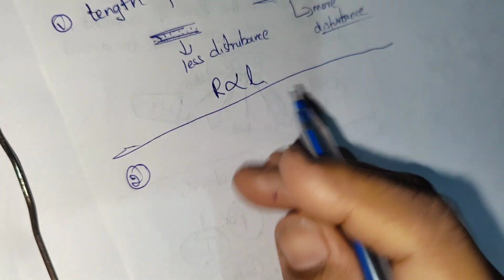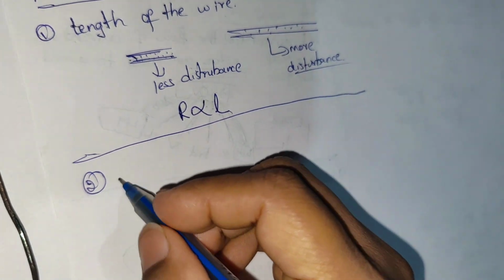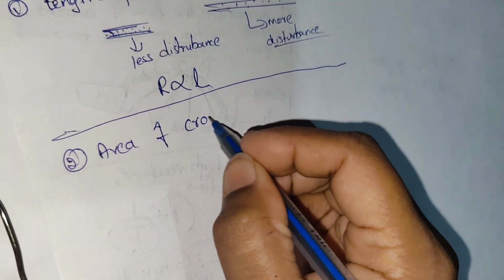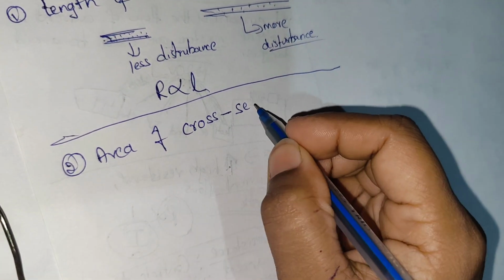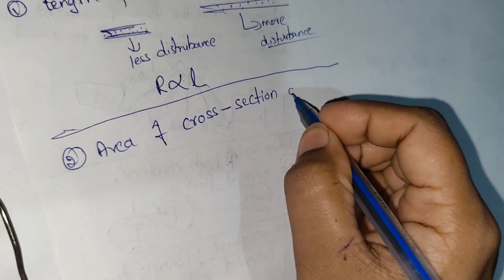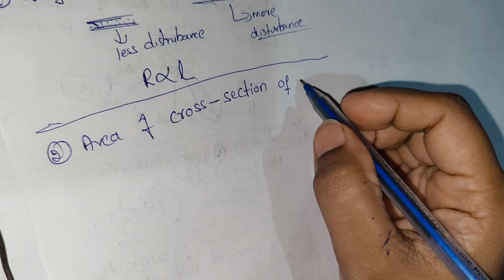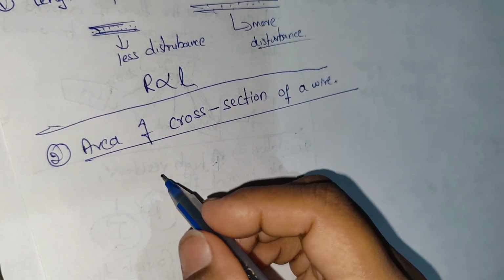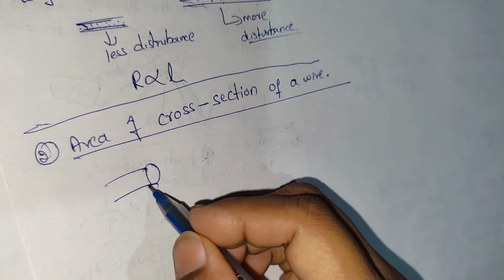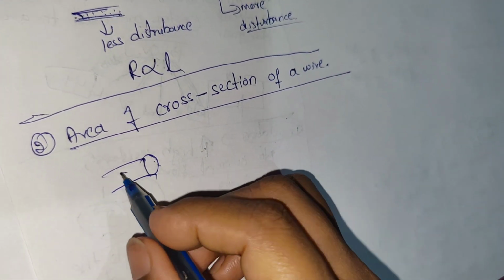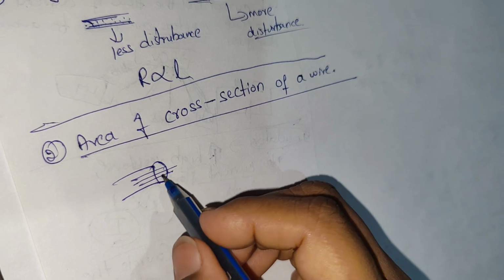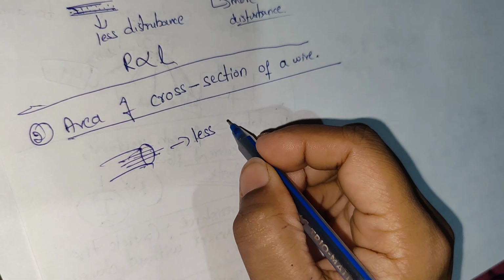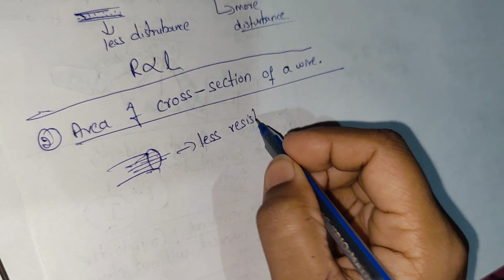Next factor is area of cross section. Area of cross section, that is length, the long direction. This is area, how much space there is, that is area of cross section of a wire. If the wire is thick like this, electrons can pass easily because it has lots of space. Okay, so there is less resistance. Electrons pass well, so there is less resistance.